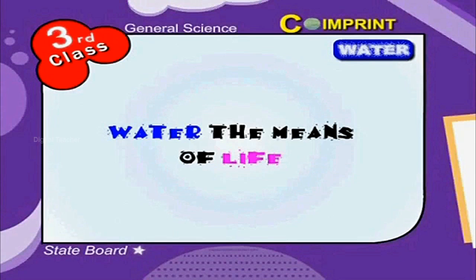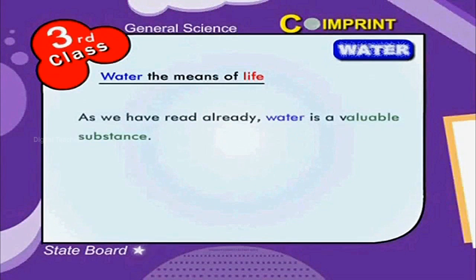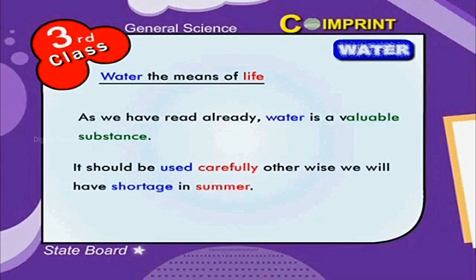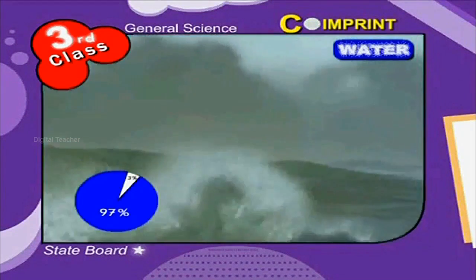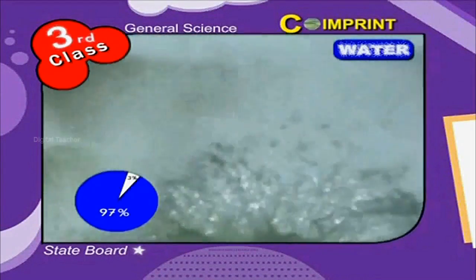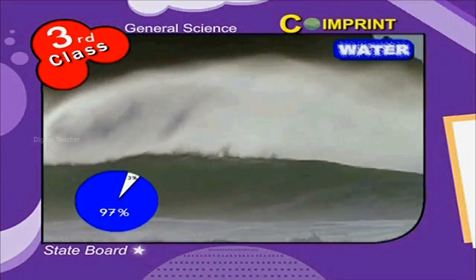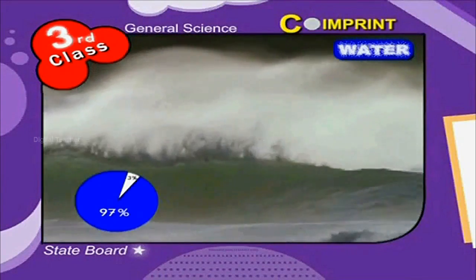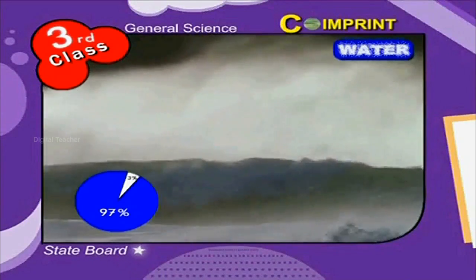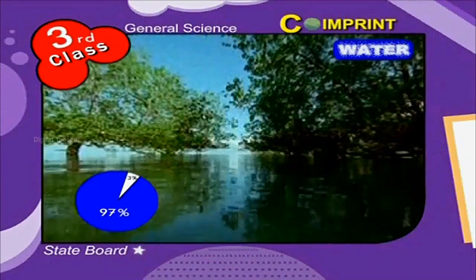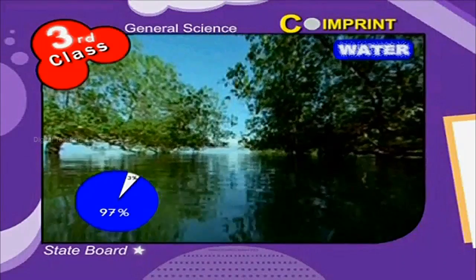Water, the means of life. As we have read already, water is a valuable substance. It should be used carefully, otherwise we will have a shortage in summer. It is said that 97% of water resources are present in the seas, which is not useful for drinking. The remaining 3% should be used for all of our common needs.